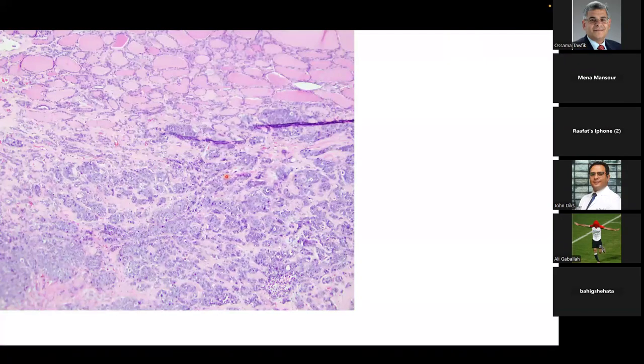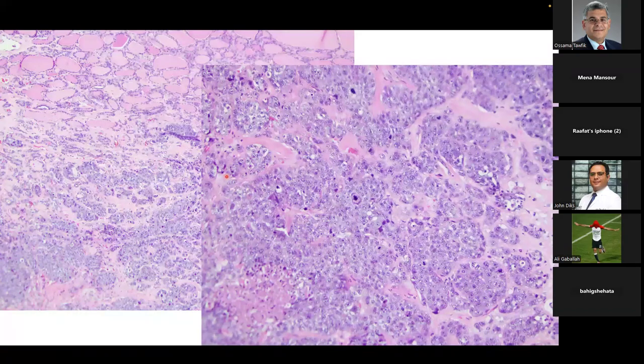This is another one. This is a follicular lesion. Here it becomes really, it looks more aggressive, and this has a lot of mitotic activity. This you can call a follicular thyroid carcinoma with high-grade features.